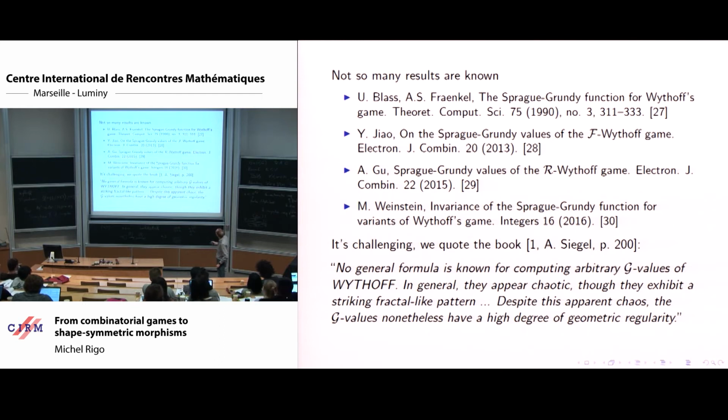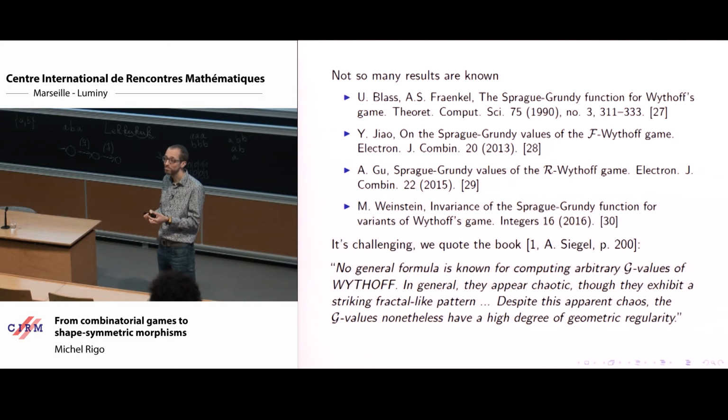So, for instance, in the 90s, Frankel and Blas considered the Sprague-Grundy value for the Wythoff game, and they were only able to prove a few results. I mean, it's not even so clear where the 1s occur in this table. And then people looked at some kind of generalization of this table, and really not so much is known about that.